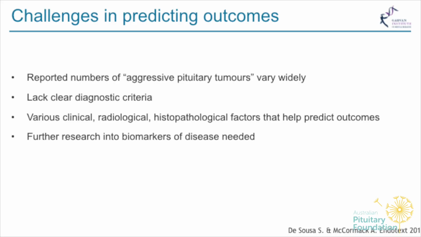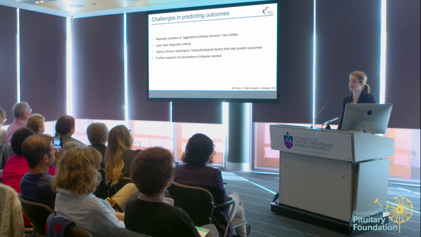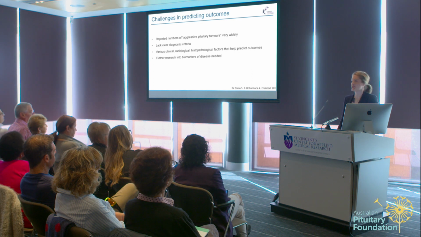There are various challenges that we face in identifying the tumours that will behave more aggressively than others. The reported numbers of aggressive tumours vary very widely in the literature, and that's at least partly because there isn't a clear diagnostic criteria. So the diagnostic criteria that I talked about on the previous slide is very clinical and subjective to interpretation. There are, however, various clinical, radiological and pathological factors that we can use to help us predict how these tumours will behave, and I'll talk about those during the course of my talk. And then we're currently engaged in, at the Garvan, further research into biomarkers that could help us predict the long-term outcome of these tumours, and that's a really exciting area of research.